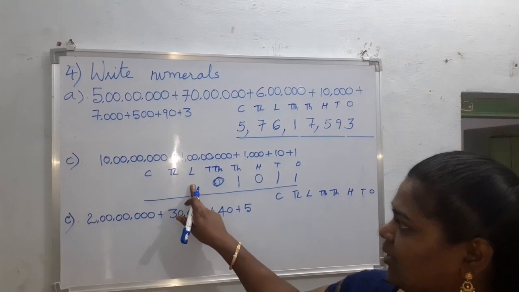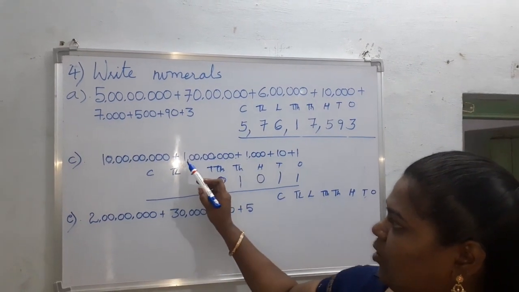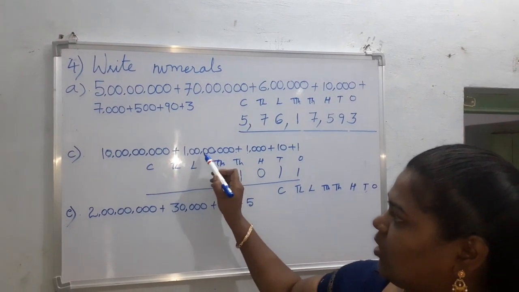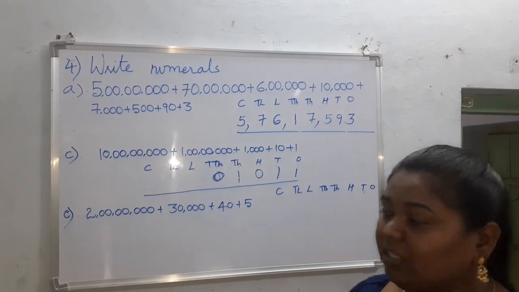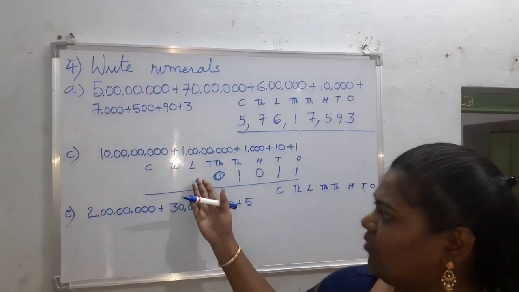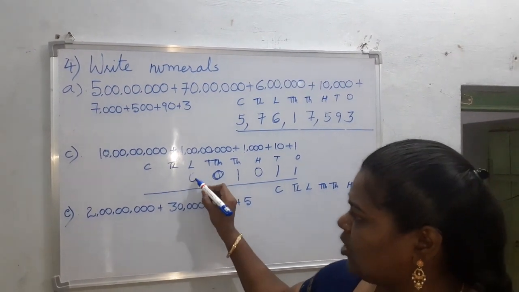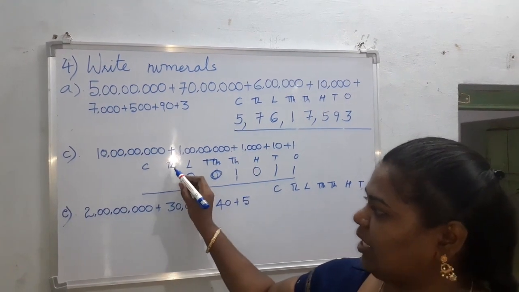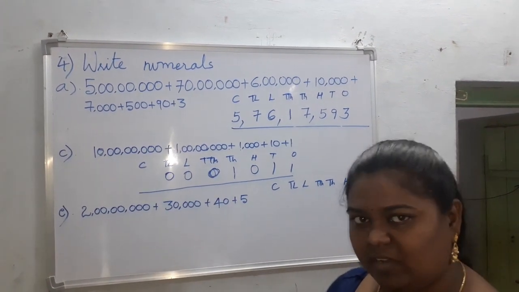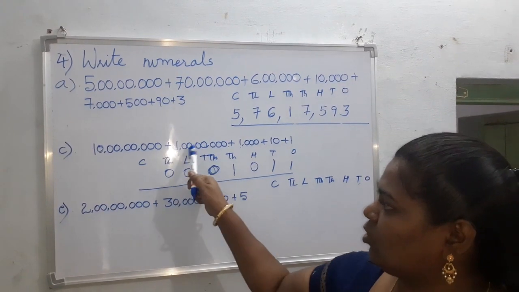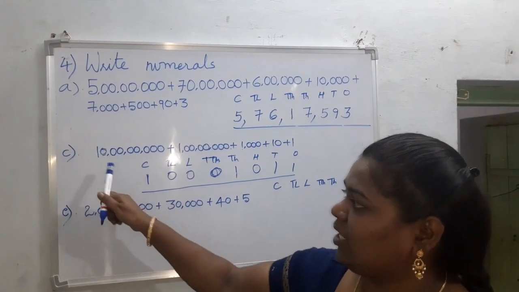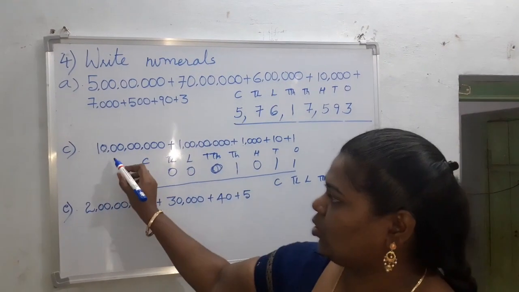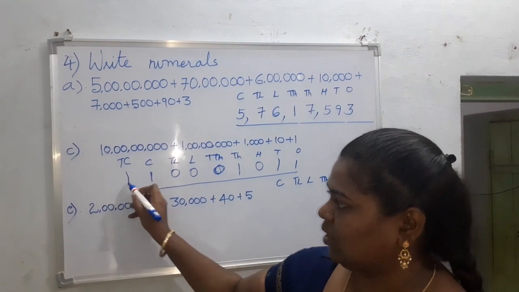Next is your 1 lakh. Here, if you see properly, ones, tens, 100, 1,000, 10,000, lakhs, 10 lakhs, crore. 1 crore is given. So you don't have lakhs. So put 0 in lakhs place. 10 lakhs also you don't have. So put again one more 0. So this is 1 crore. So in crores place 1 and we have 10 crore. So 10 crores place also 1.